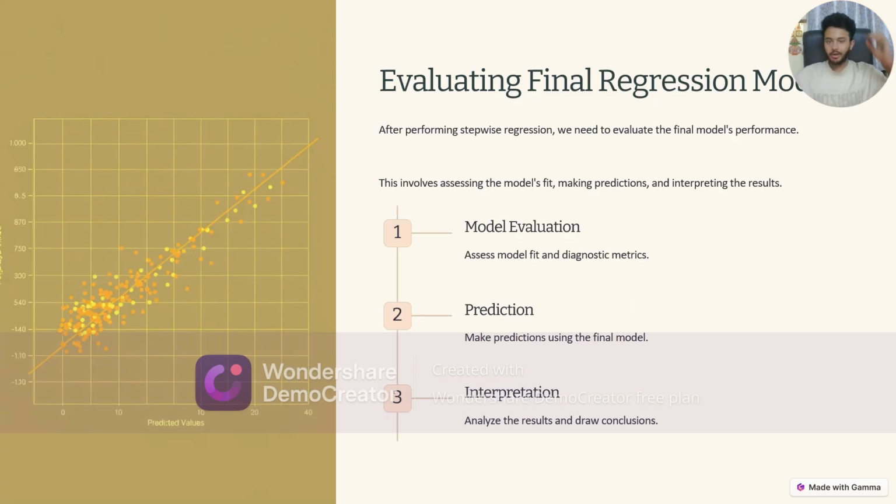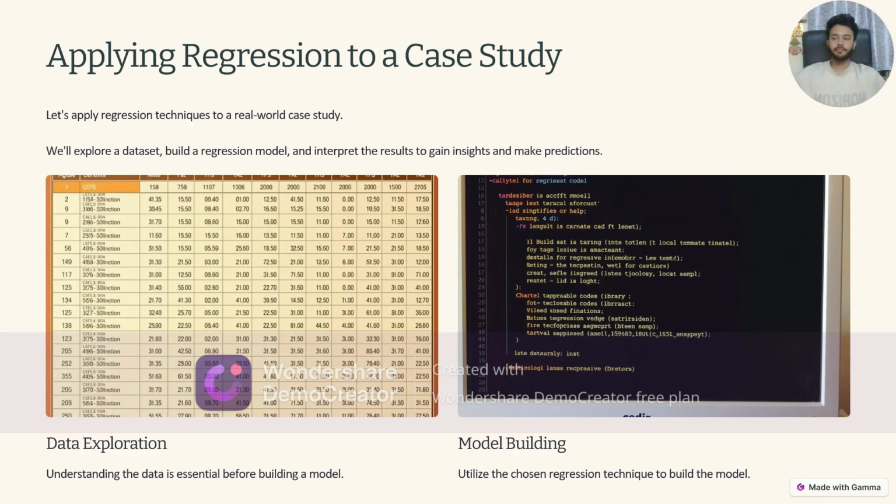Evaluating final regression models. After performing stepwise regression, we need to evaluate the final model's performance. This involves assessing the model fit, making predictions, and interpreting the results. First is model evaluation: assess model fit and diagnostic metrics. Second is prediction: make predictions using the final model. Third is interpretation: analyze the results and draw conclusions.